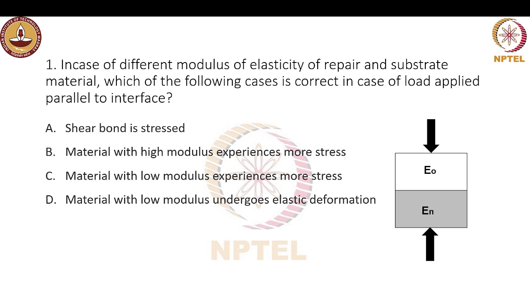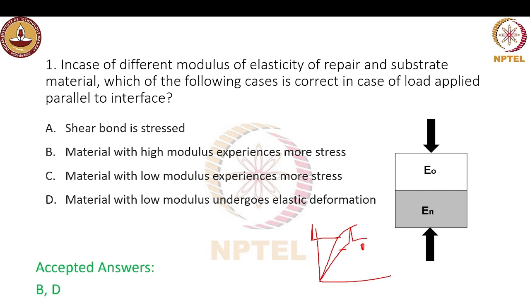Anybody else who wants to guess? Okay, right. Option B and D are the correct answer. As we have already talked, from the stress strain curve itself we can see, if two materials have different elastic modulus, the material having higher elastic modulus will experience more stress. Okay, this point is clear.